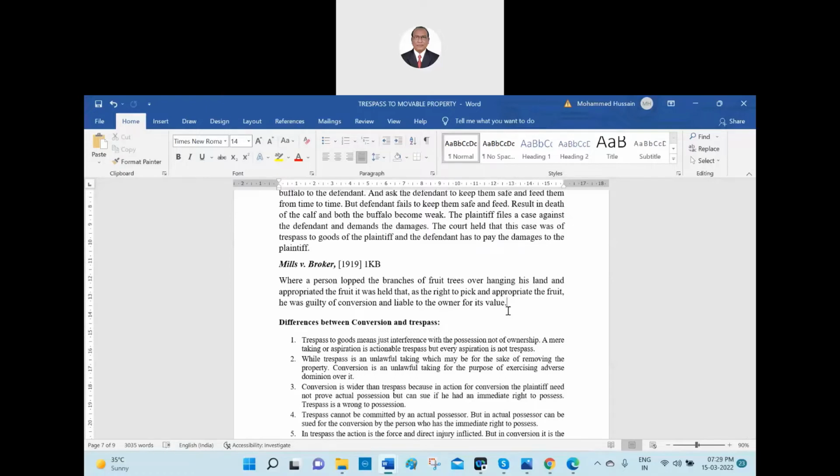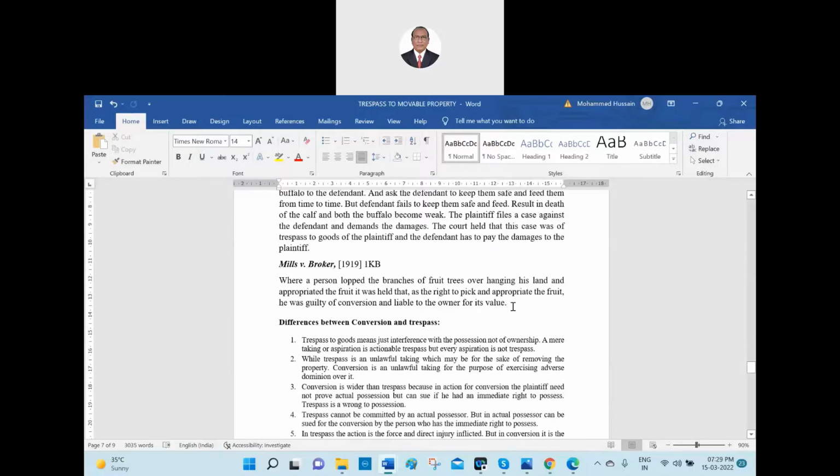It is a conversion. So here also, it is a conversion if something which is hanging over there or near over there and you took it, plucked it out, it amounts to conversion. That is the Mills versus Broker case law. The branches of the fruit trees were hanging over his land and he appropriated the fruit. It was held that by picking and appropriating the fruits, he was guilty of conversion and liable to the owner for its value.